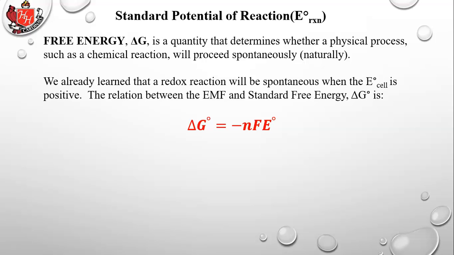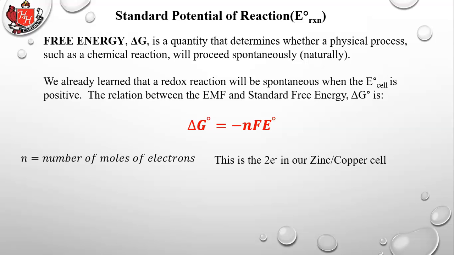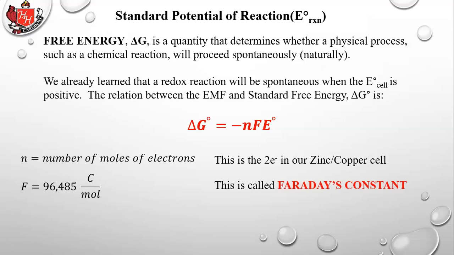So the relation between the EMF, that's the voltage, and the standard free energy delta G is this: standard free energy equals minus n, and that's the number of moles, which in our example with the copper and the zinc, that's the 2 electrons. Remember, every reaction either oxidized or reduced 2 electrons. So we're going to call that now 2 moles of electrons, times something called Faraday's constant, F, times the standard potential of the reaction. So n is the number of moles of electrons, so this is the 2 e minus in our zinc copper cell.